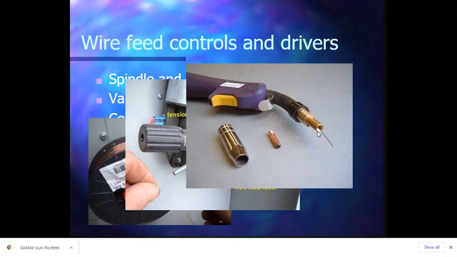This screws into the end of the gun and that gets energized, but we don't want to energize this cup because sometimes we touch the cup against things while we're welding. We don't want an arc to form between the cup and our workpiece. That's definitely a bad thing to have happen. So we insulate the cup from the diffuser and the contact tip.